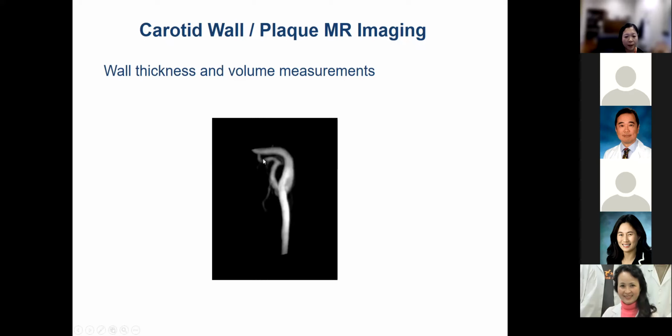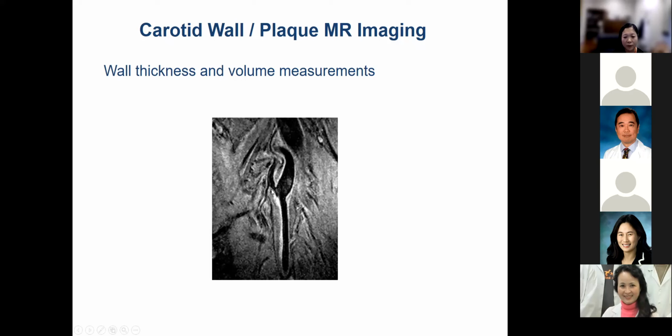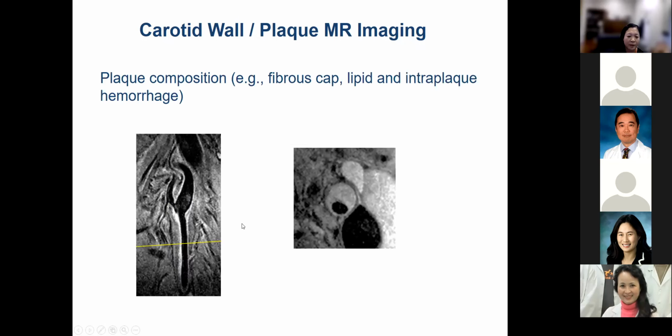This is an MRA, which highlights the vessel. The bright signal is the lumen of the blood flow, and this is the vessel wall imaging, where the blood turns dark. Using this image, we can highlight the wall structure. You can see this is a wall, and it has been underestimated by conventional MRA techniques.